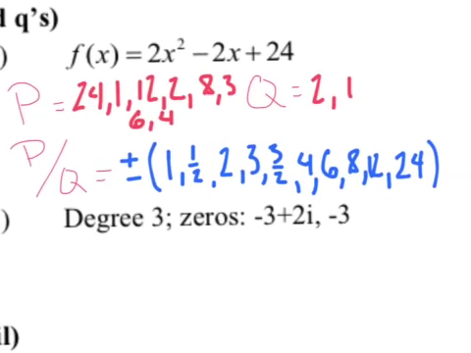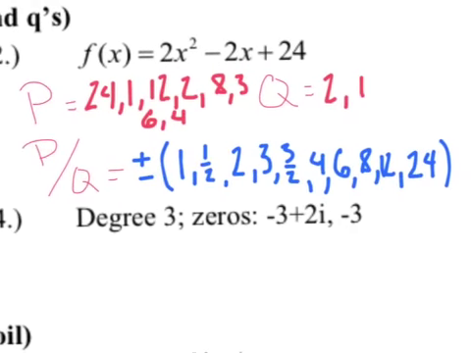When I make my list, I take all of my P's over all of my Q's. So I started off here with 1 over 1, which got me 1. And I did 1 over 2, 1/2. 2 over 1 is 2. 2 over 2 is 1, so I didn't list it again. 3 over 1 is 3. 3 over 2 is 3/2. 4 over 1, 4 over 2, don't need it. 6 over 1, 6 over 2, don't need it, and so on. That's where I got my list.